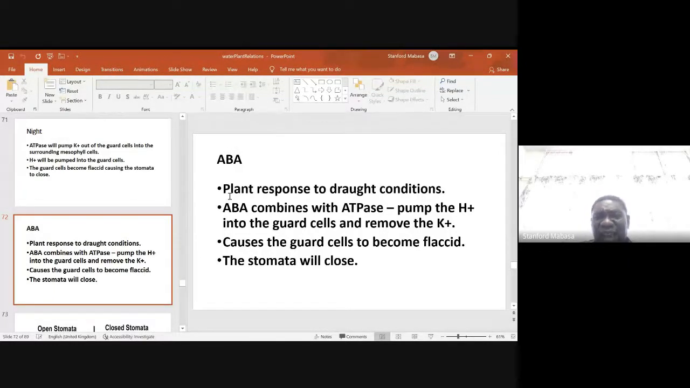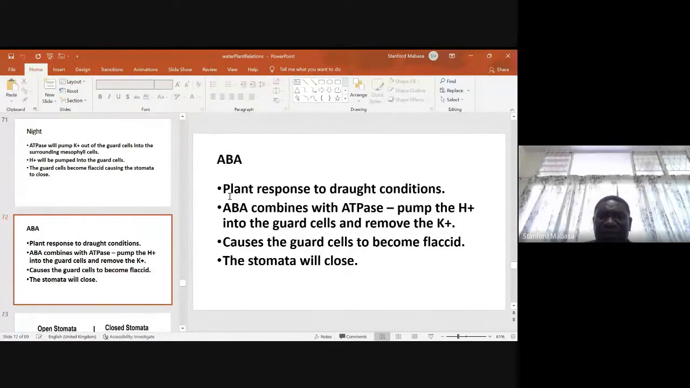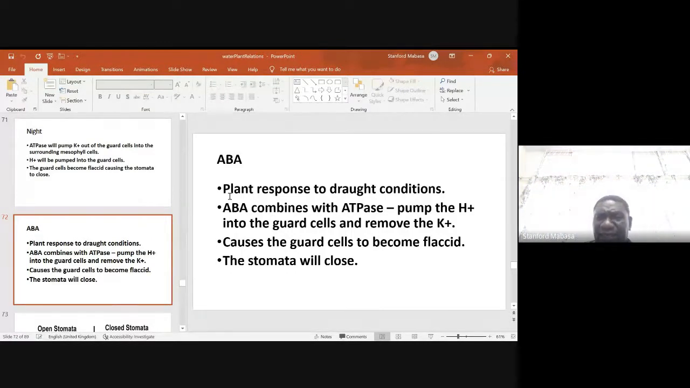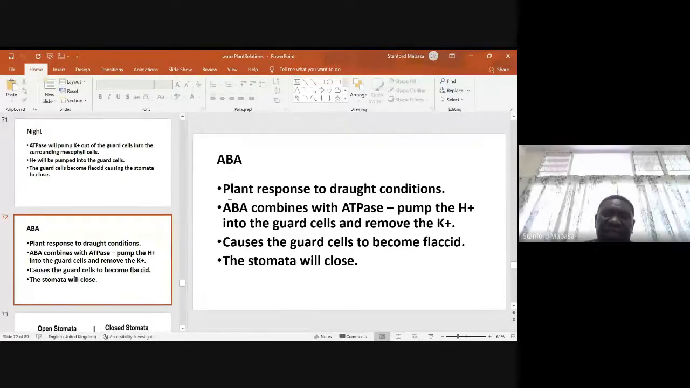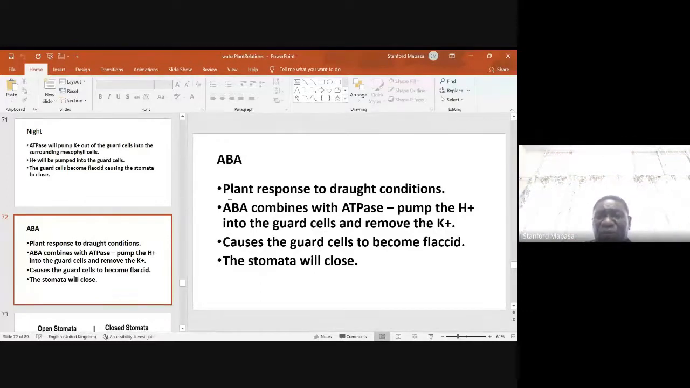So when the hydrogen ions go into the guard cells and the potassium is removed, you are actually increasing the water potential in the guard cells compared to the surrounding cells. So water will move out of these guard cells and they become flaccid. Once the guard cells are flaccid, the stomata will close.